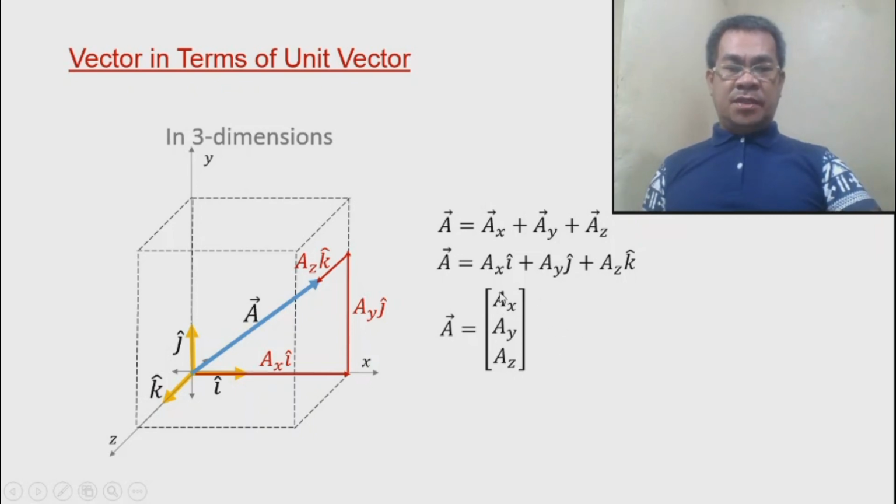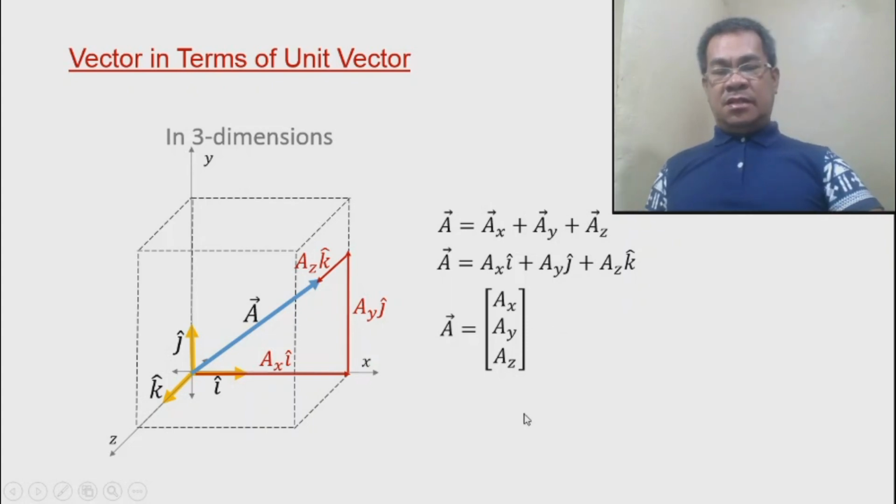So therefore, if you look at this kind of vector, this is actually expressed in terms of unit vectors, understood to be i hat, j hat, and k hat. So therefore, we can rewrite this in this form, and vice versa. So any problem encountered, don't worry because they are the same.